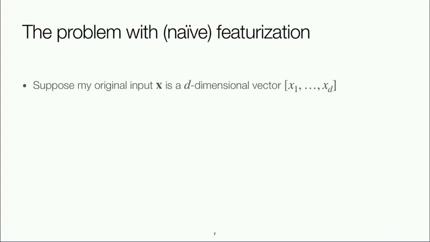Okay. So that's the idea, the motivation behind featurization. Now let's talk about why doing this naively might not be such a great idea. Suppose that my original input x is a d-dimensional vector. On the last slide, just for simplicity, it was only 2-dimensional vectors, like x1 and x2. But in general, it could be x1, x2 all the way up to xd. What if I wanted to make a quadratic featurization of x for a d-dimensional x, like I did for the 2-dimensional thing on the previous slide?